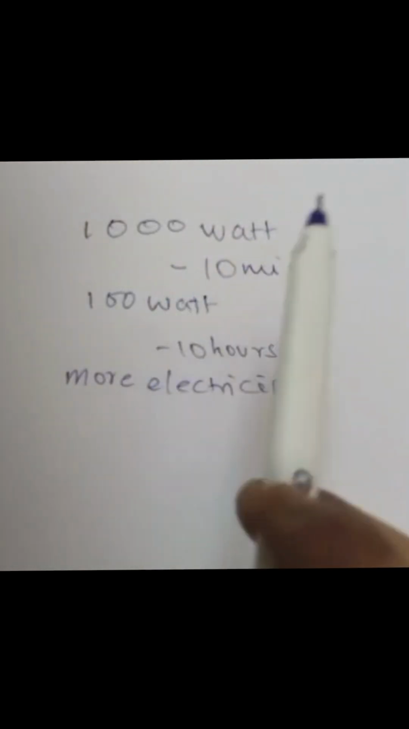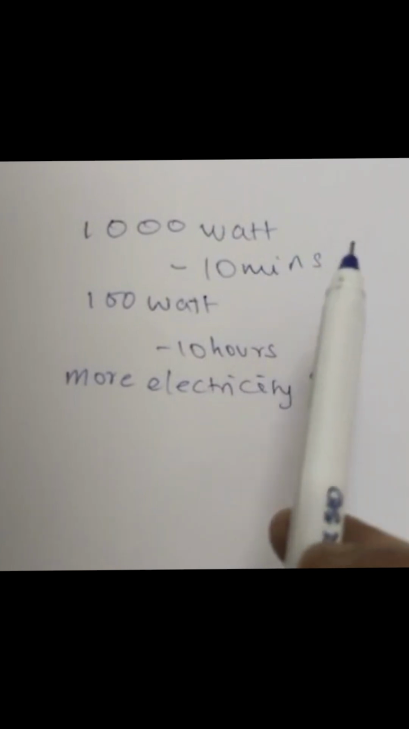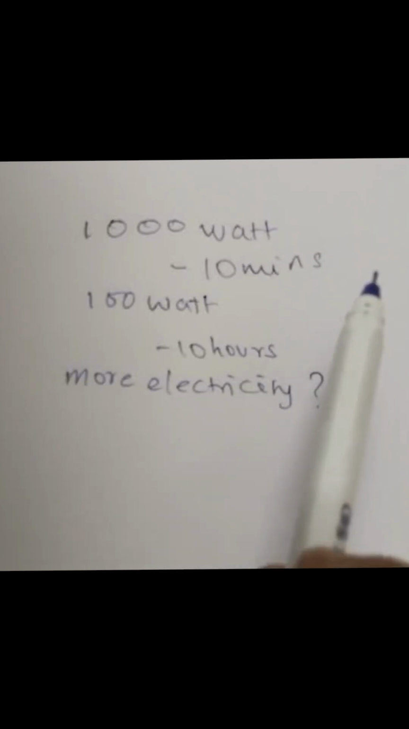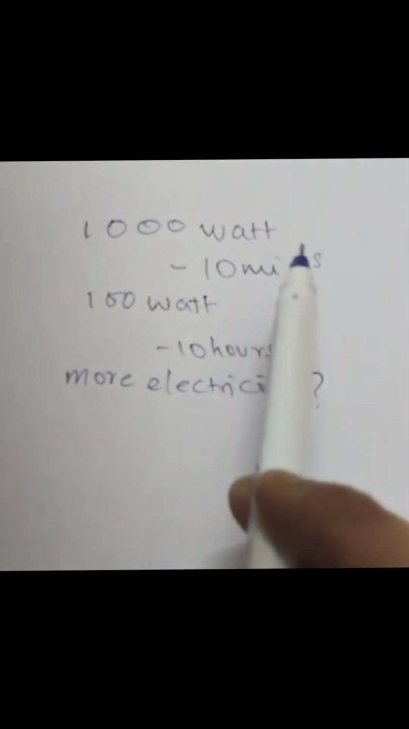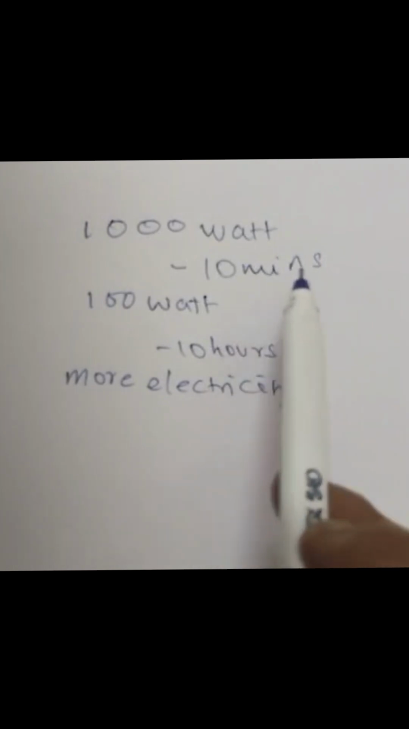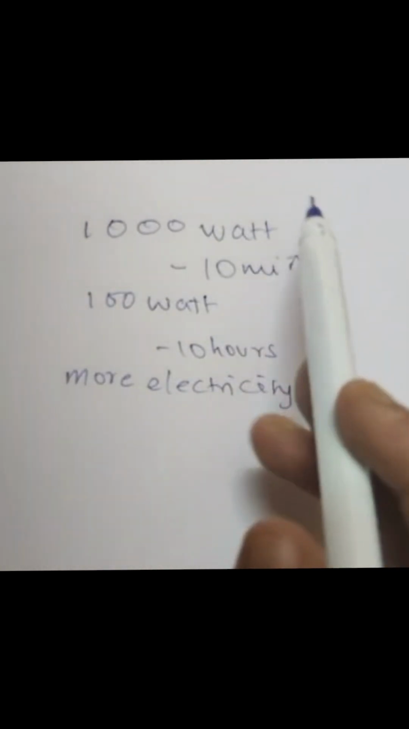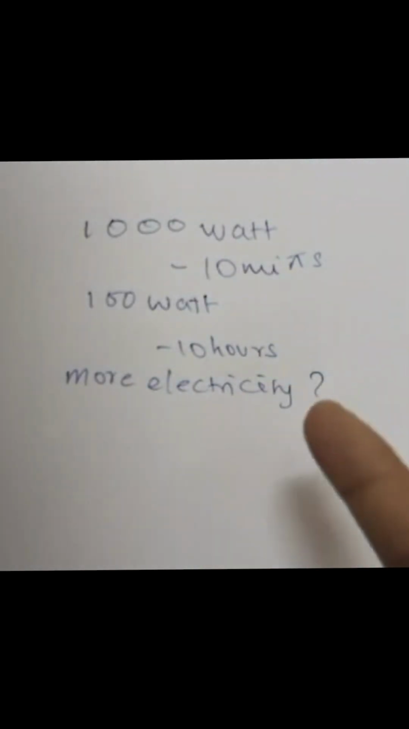Imagine two appliances. A 1000-watt electric iron runs for 10 minutes and a 100-watt LED bulb runs for 10 hours. Which one uses more electricity? Many people think the iron does, because it has a much higher power rating of 1000 watts. But is that really true?